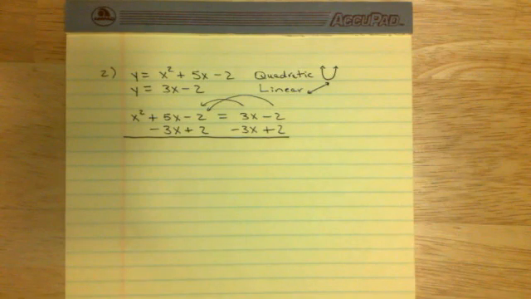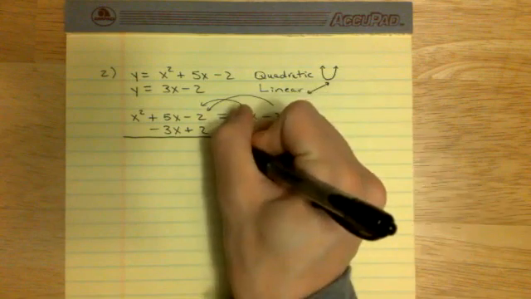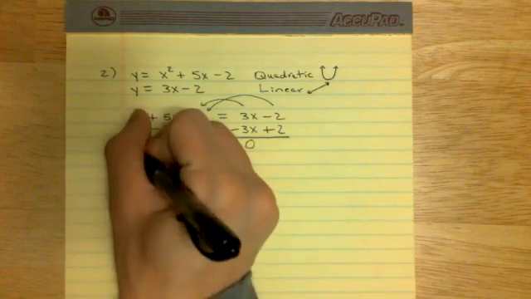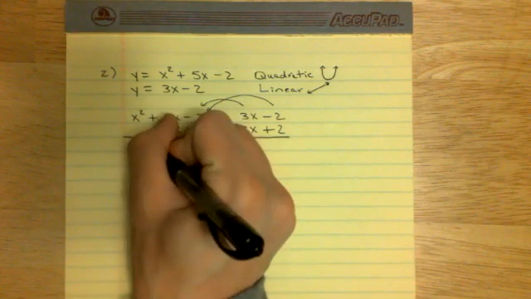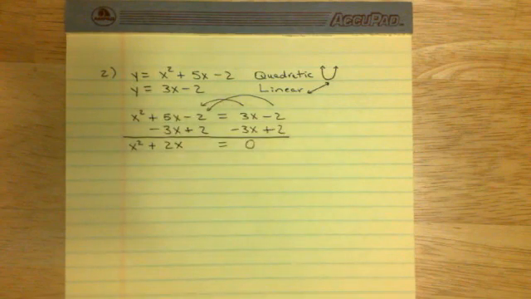Okay, so the right side is going to be 0. We always set it up so that's going to be true. I bring down my equal sign. I'm going to get x squared plus 2x. And the reason why I don't have a number at the end is because the negative 2 and the positive 2 are going to cancel each other out.